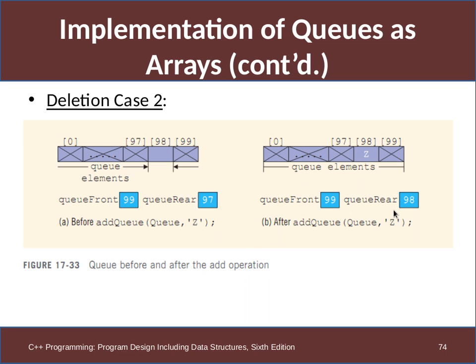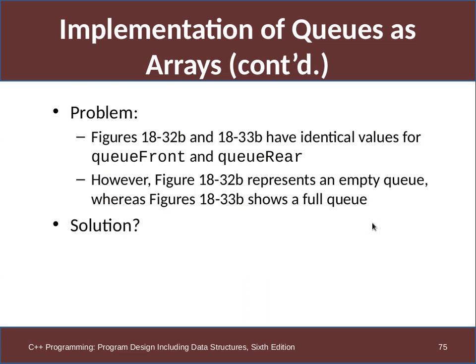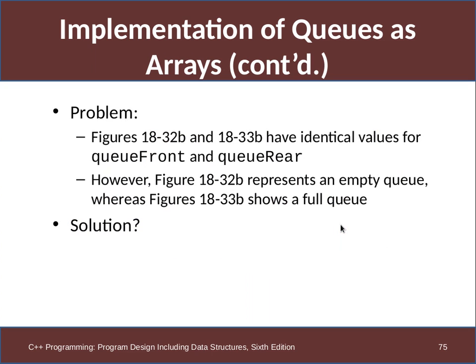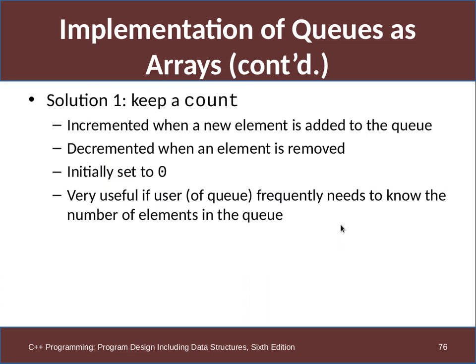Wait, what happened here? Why is the front still at 99? Shouldn't the front be 98? No, this is adding something. So it added the Z. Oh yeah, there. Add Q, Z. Perfect. All right. Why is it called deleting when you add it? All right. Ignore that slide. We're not going to talk about that.